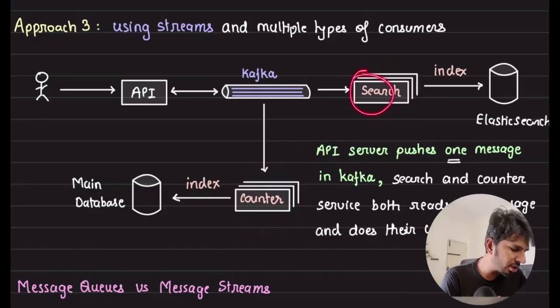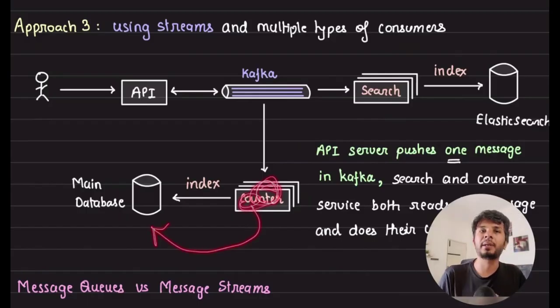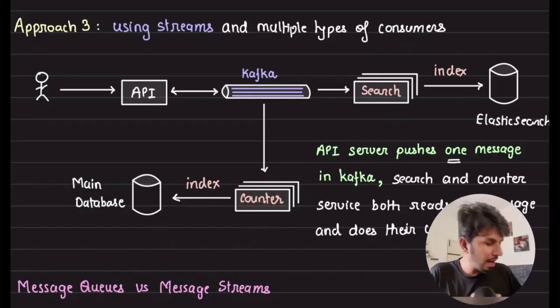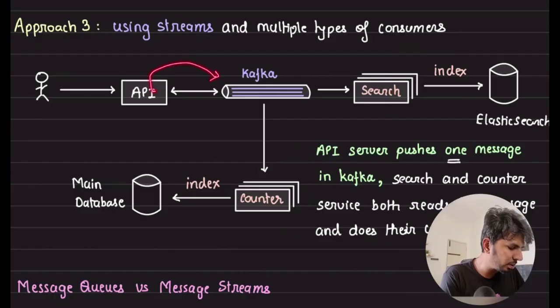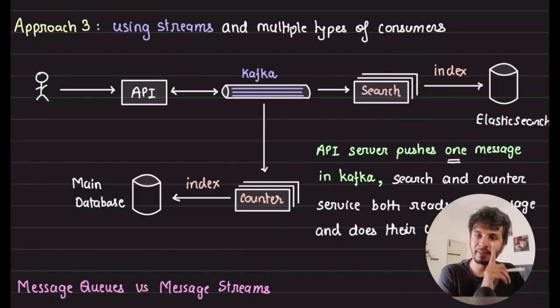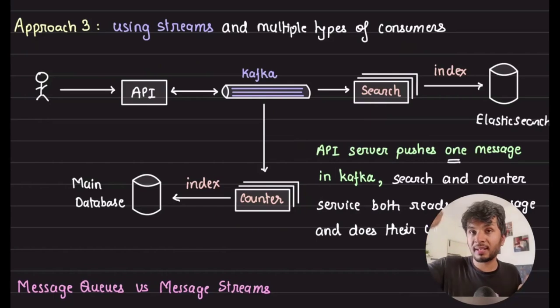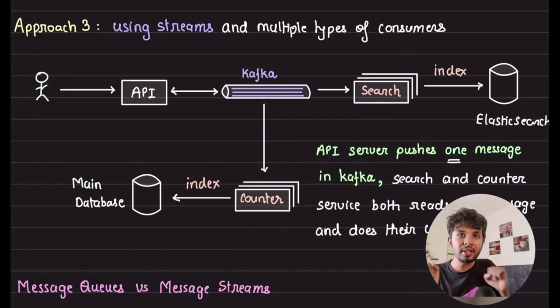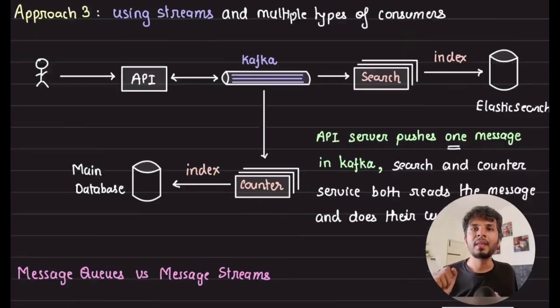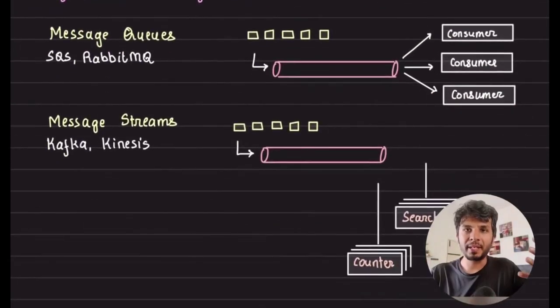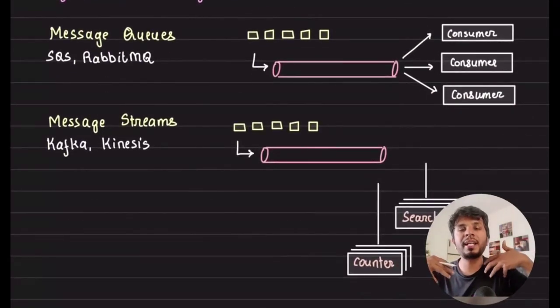Right? And then search does its processing and puts it into Elasticsearch. Counter does its processing and updates the database. Here you see how your API server is just writing to one system. That's it, just one system. It is not writing to multiple places. From this Kafka, that same message is consumed by both the search consumers and the counter consumers. Right? Let's understand this more verbally, rather than in a diagrammatic fashion.